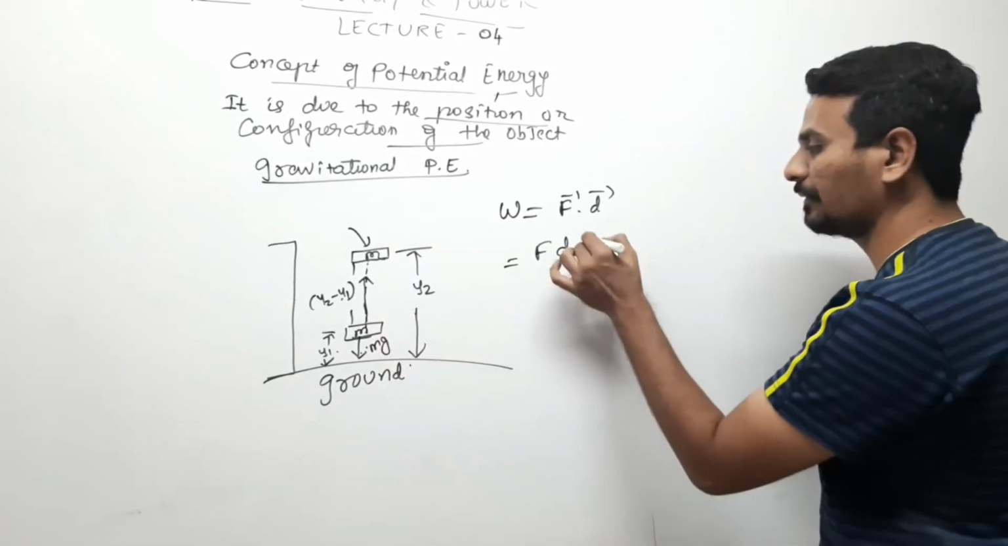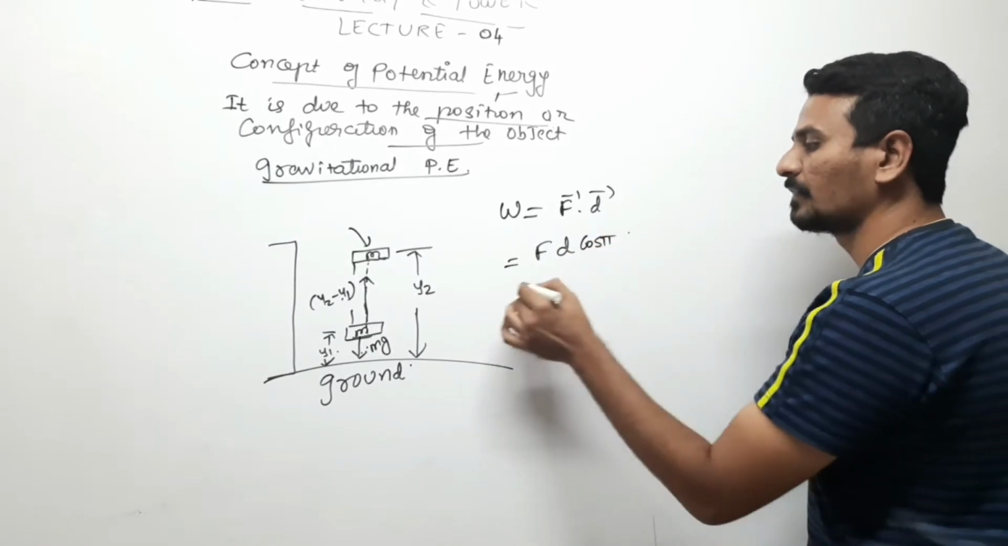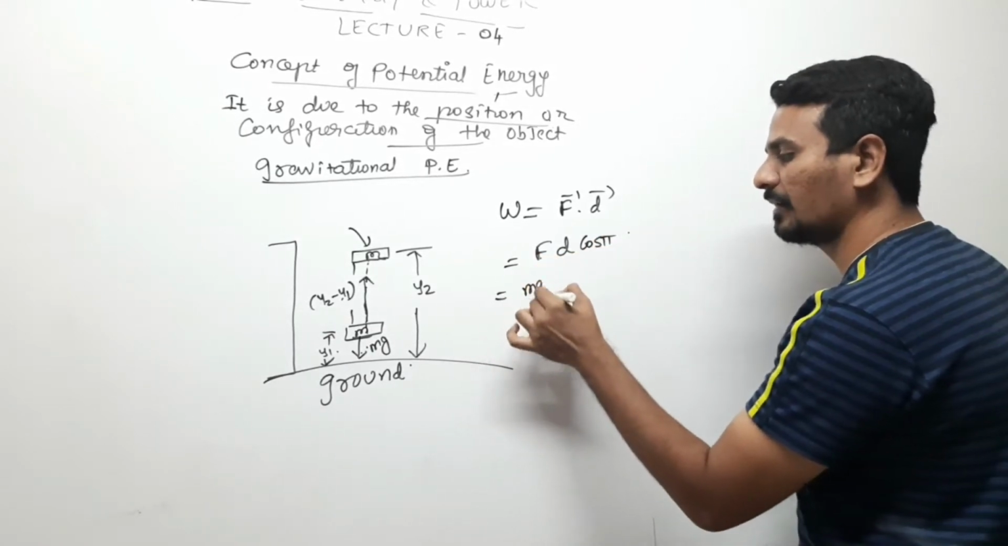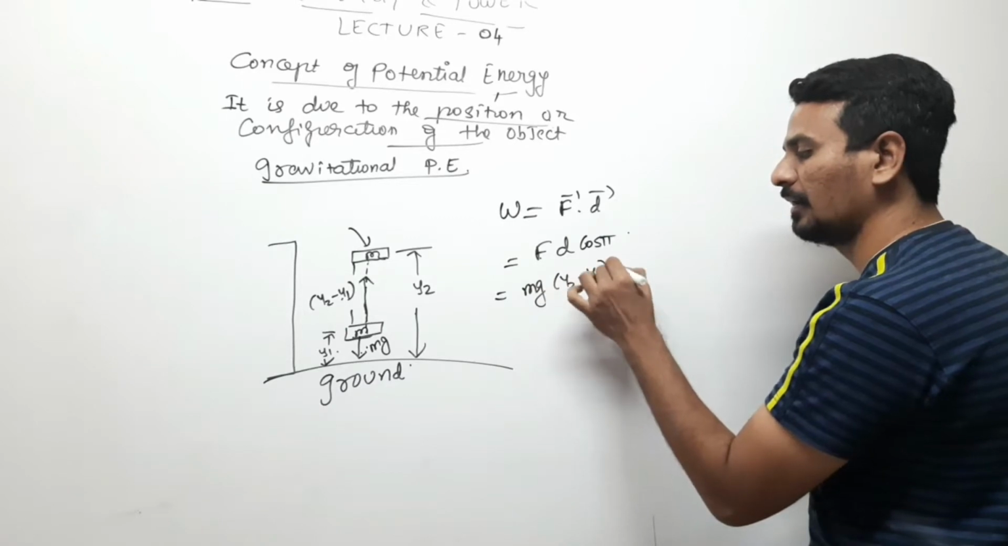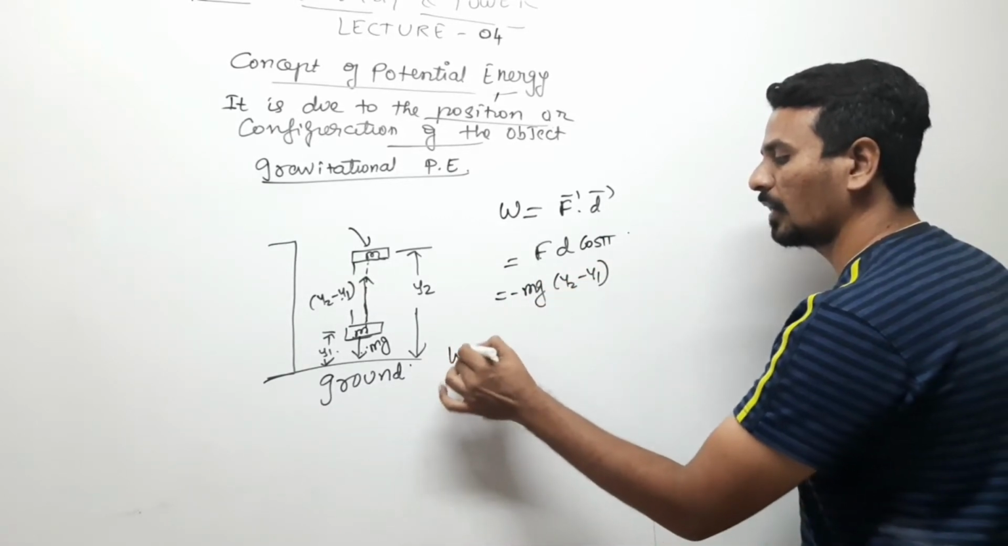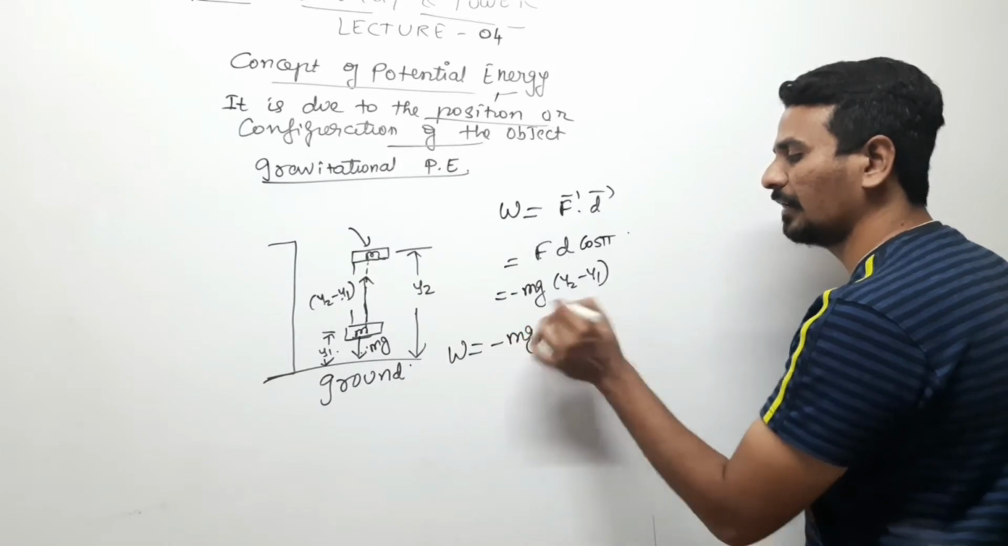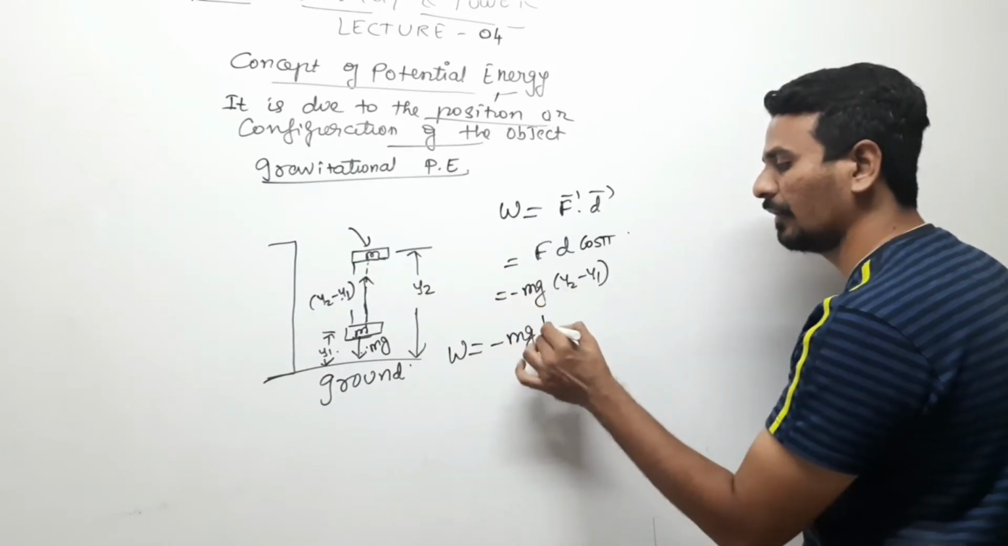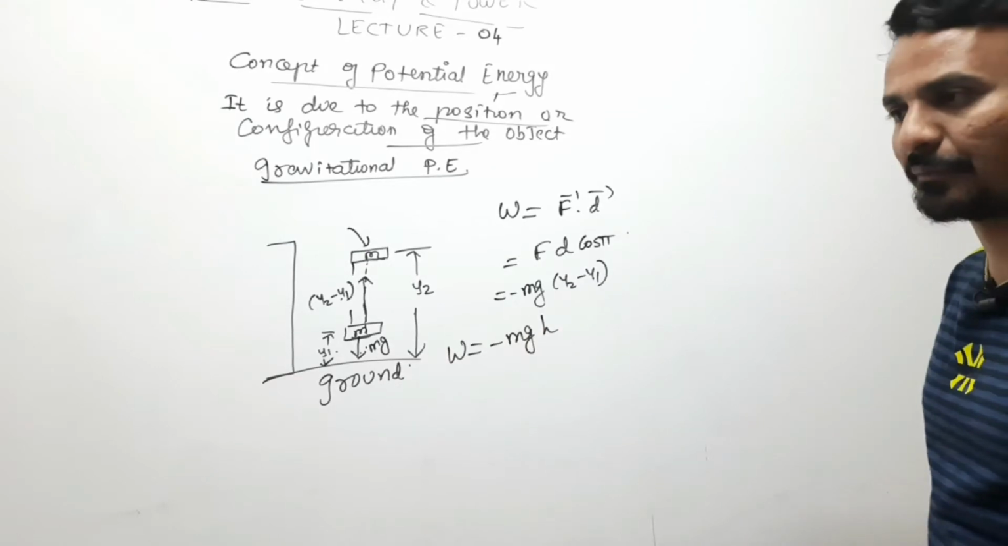So the angle between them is 180. So force is mg, displacement is y2 minus y1, cos theta, cos pi is minus 1. So finally work done is equal to minus mg. Let us say y2 minus y1 as h. Work done is minus mgh.